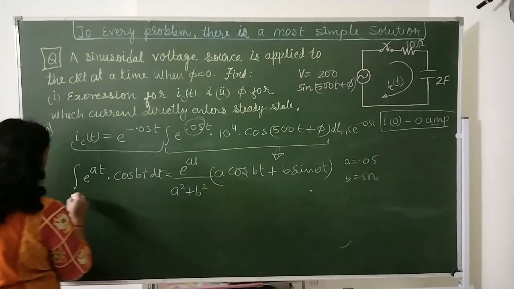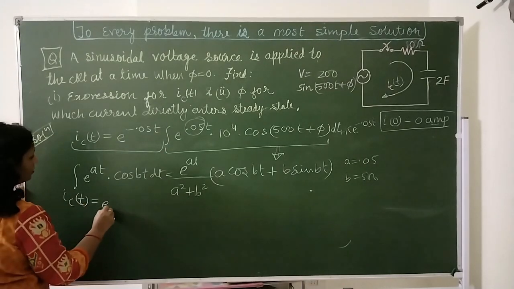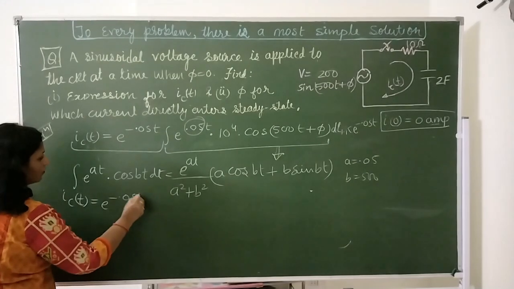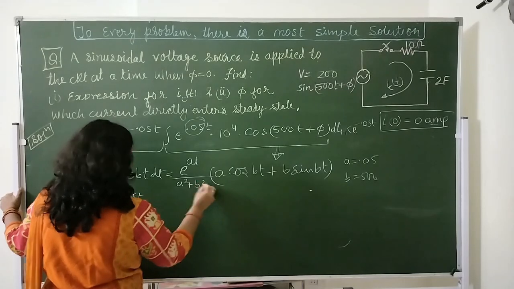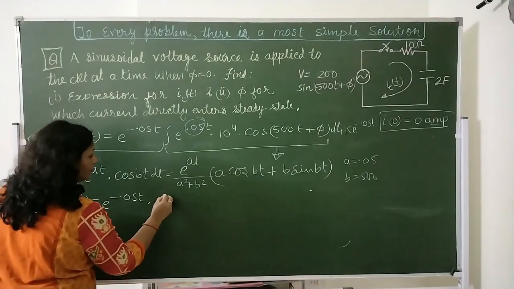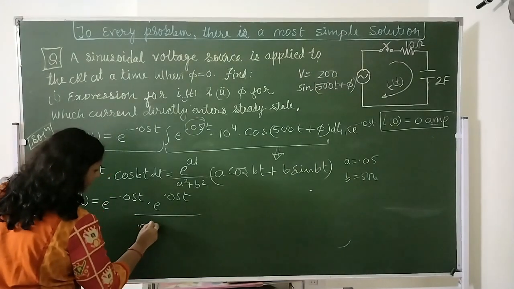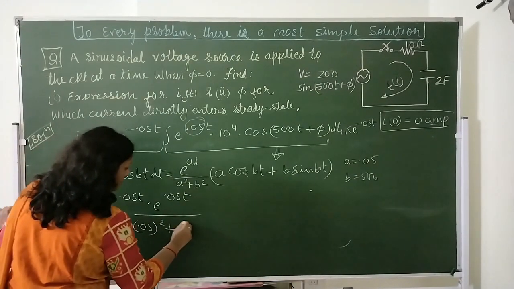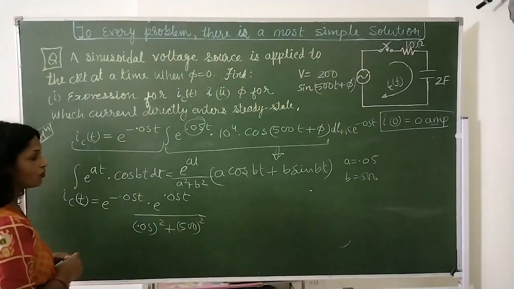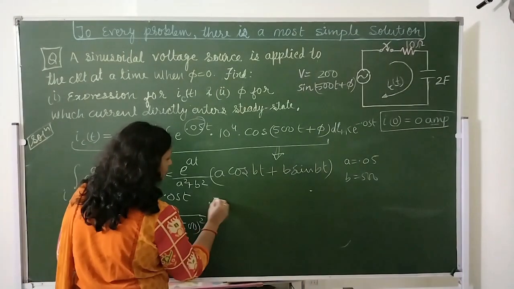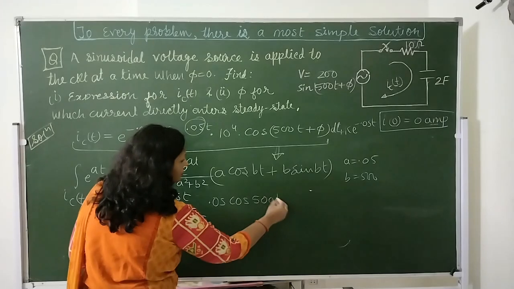Write down this as it is. i_T(t) equals e to the power minus 0.05t times [e to the power 0.05t divided by (0.05 square plus 500 square)] a cos bt, that is 0.05 cos 500t.